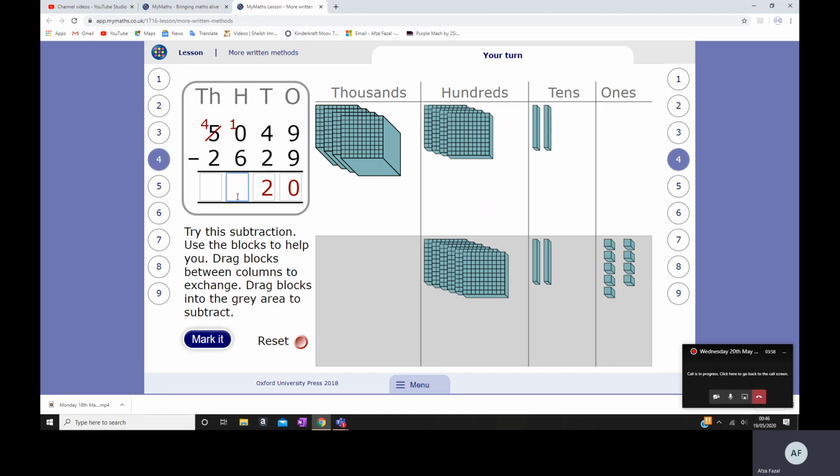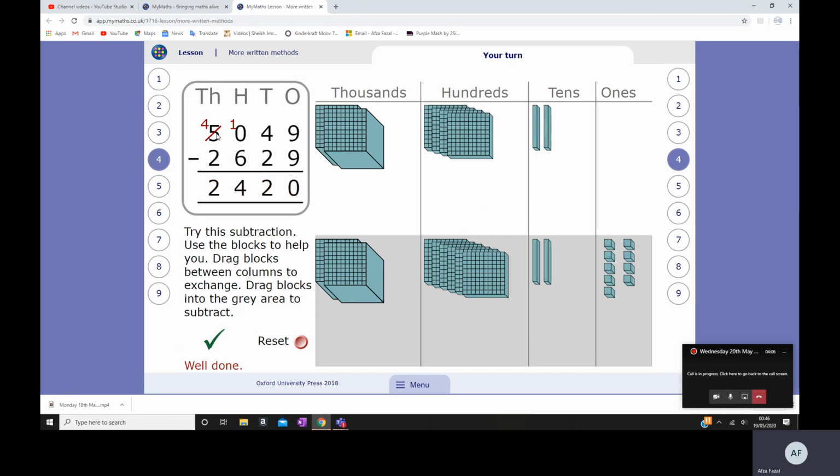Now I've got 4,000. I need to do 4,000 take away 2,000, and there's my answer. Always remember to cross it out and write the number, and you've got a place for that. That is a 10, so it won't be classed as 1 take away 6. It's 10 take away 6 because you've got 10 hundreds there.